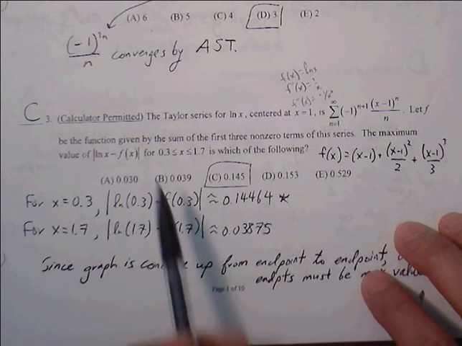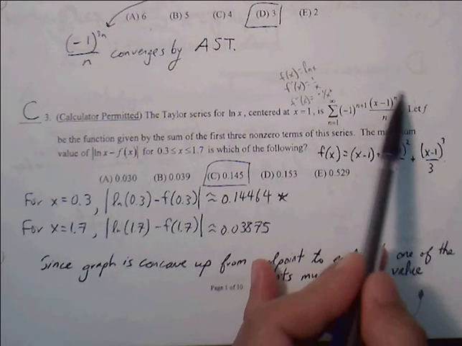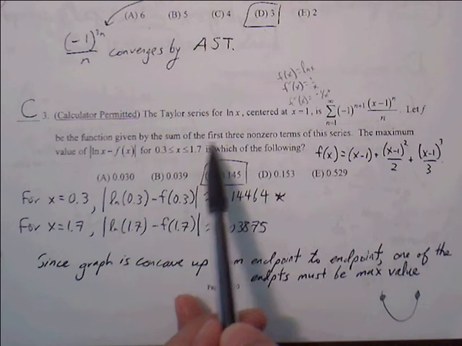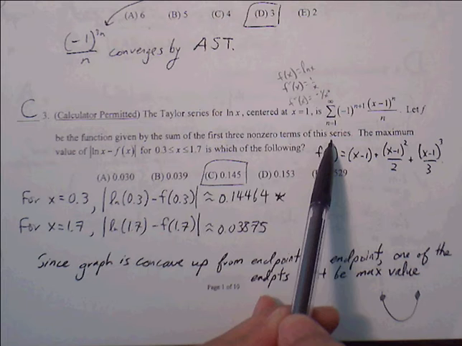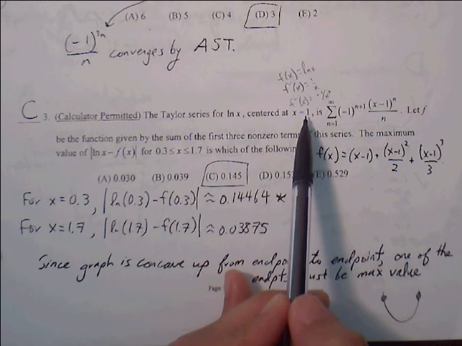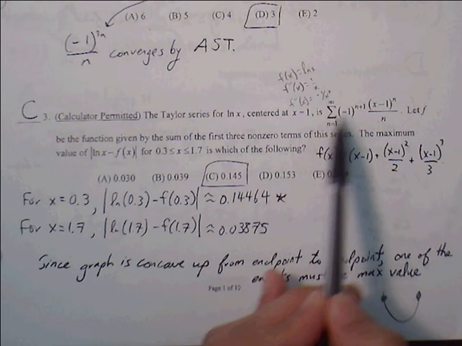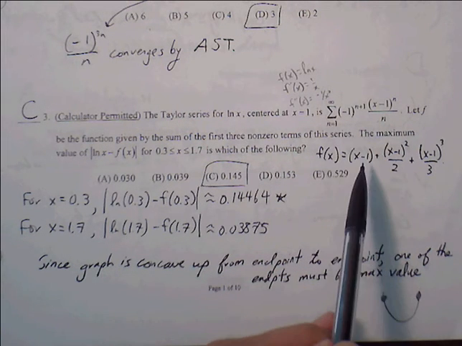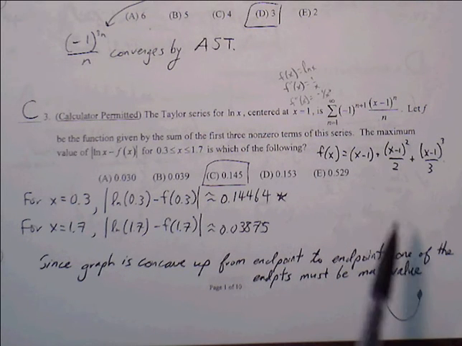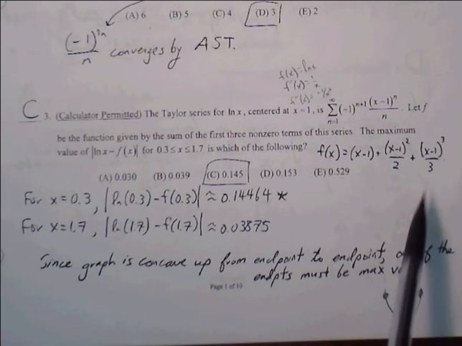Okay, number 3, the Taylor series for natural log of x is provided here. Let f be the function given by the sum of the first 3 non-zero terms of the series. So if we think about natural log of x, we can build natural log of x centered at 1. So we can just plug 1 in first, then plug in 2, then plug in 3, and that will produce our Taylor polynomial, which is just an approximation.